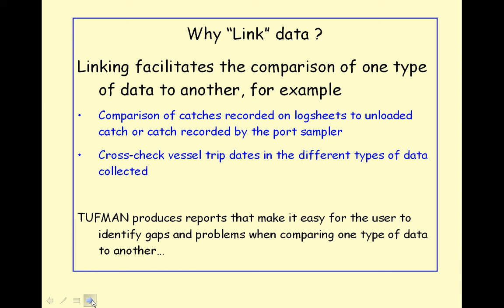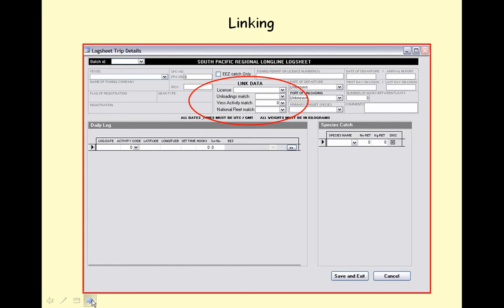In regard to how the links are made, the following provides an example. When entering the details from a log sheet trip, the user will have available a section of the screen that enables the linking to other types of fishery data. For example, the user can link the log sheet trip to a corresponding license based on the vessel and the period of the vessel trip of the log sheet falling in the period of that license.